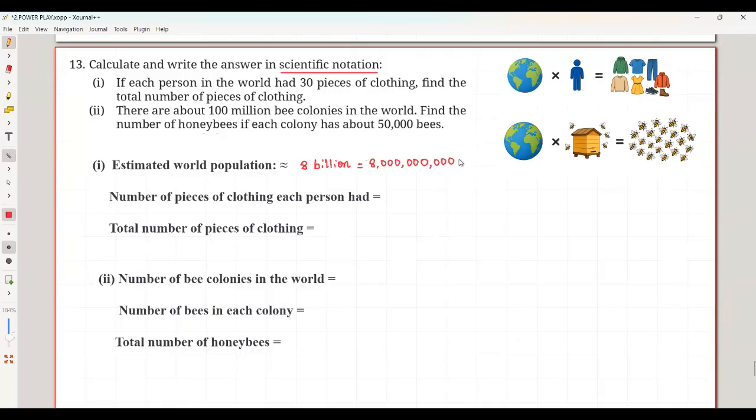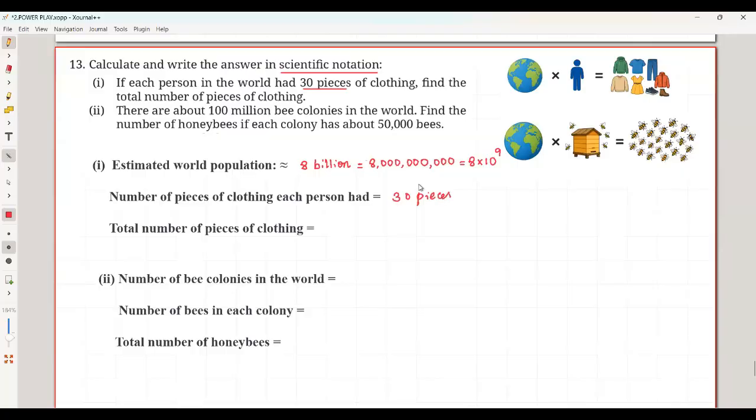If you are writing it with the power, in standard form, how do you write this? 8 into 10 to the power, just count the zeros: 3, 6, 9 zeros. So the estimated world population of 8 billion is written as 8 into 10 to the power 9. Now, the number of pieces of clothing each person has is given as 30 pieces.